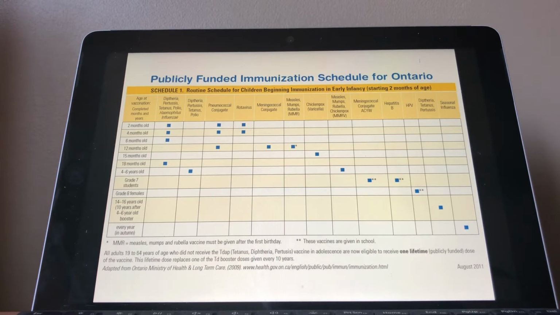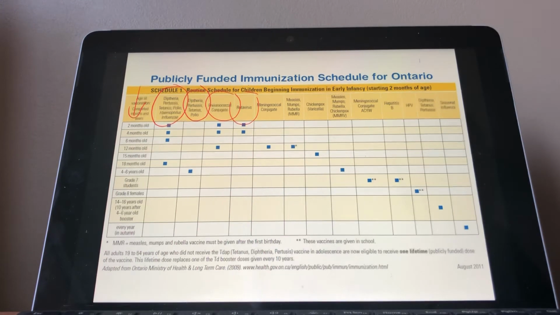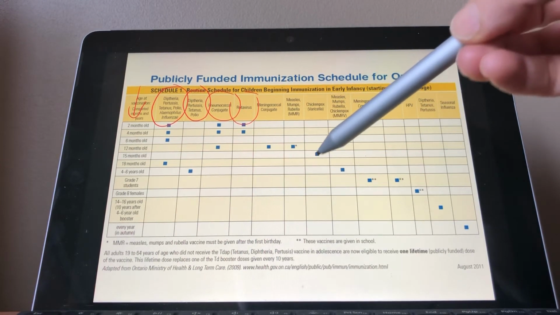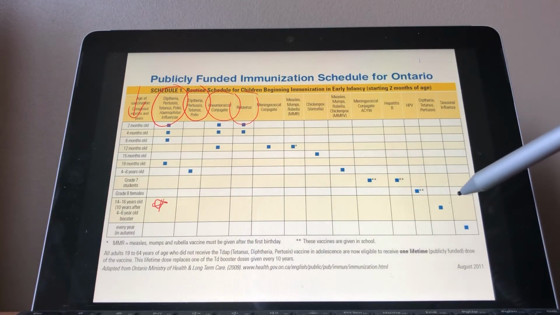Okay, I showed you this, and this was just an example of the immunization schedule for Ontario. You can see here the ages of when these are actually going to be given, and then these are all the different diseases that you're vaccinated against, and you guys would be probably somewhere in here, right? You would be vaccinated with all of these different things up to this point.